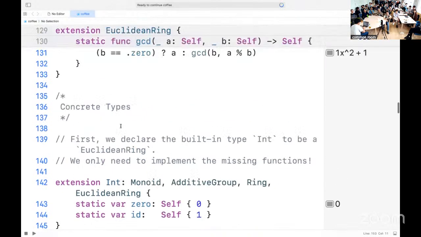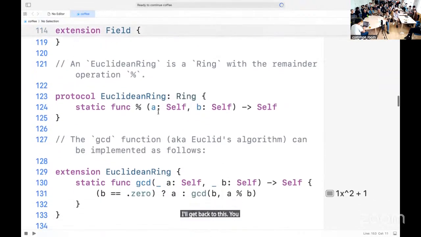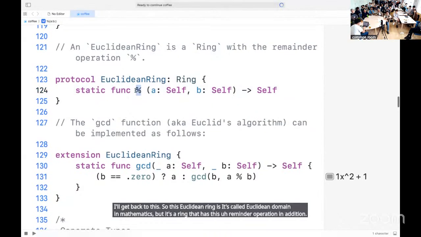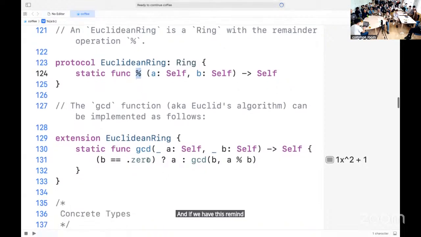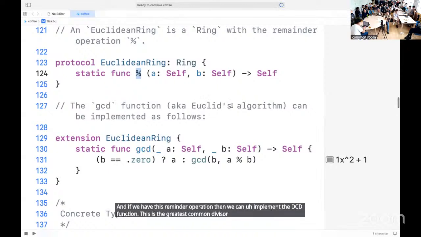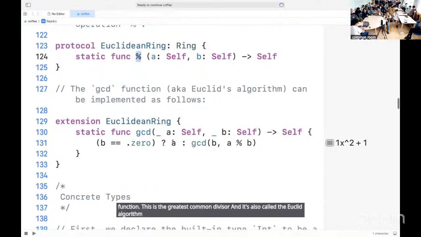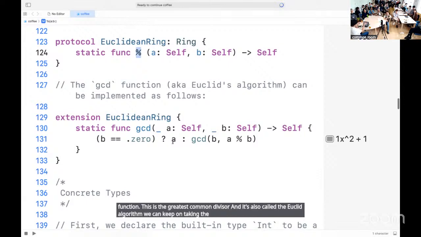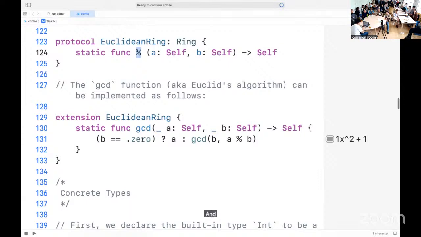So I'll get back to this Euclidean ring. It's called a Euclidean domain in mathematics, but it's a ring that has this remainder operation in addition. And if we have this remainder operation, then we can implement the GCD function. This is the greatest common divisor, and it's also called the Euclid algorithm, where we can keep on taking the remainders of two of these numbers, and finally we get to the greatest common divisor at the end.